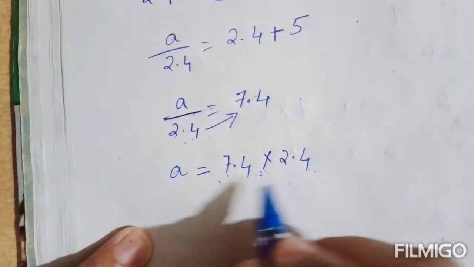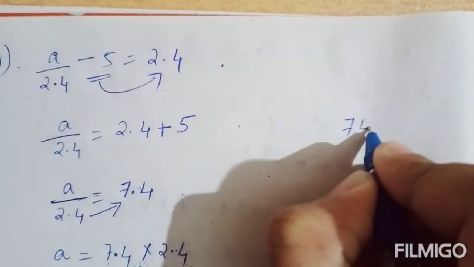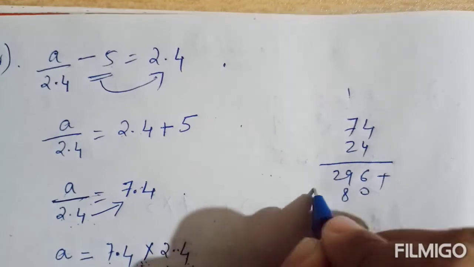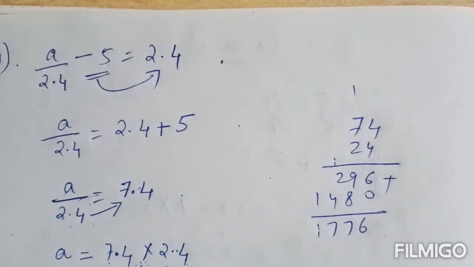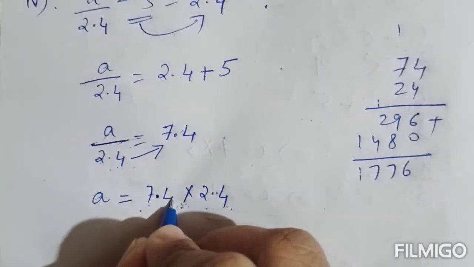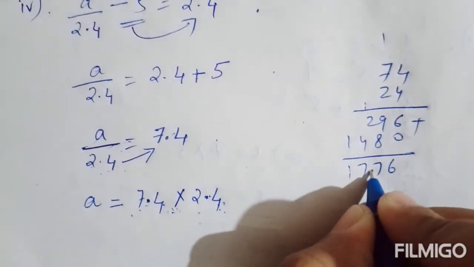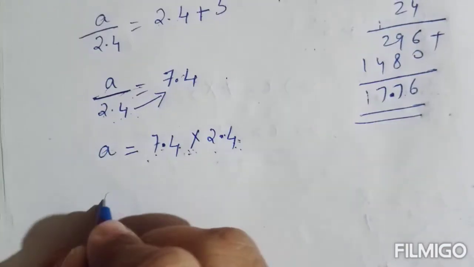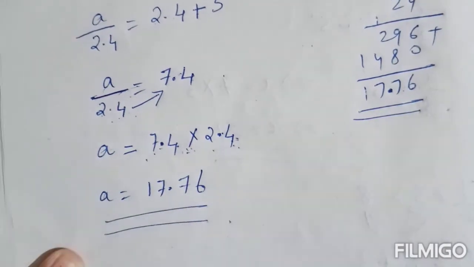Okay, now find this product 7.4 into 2.4. So first find 74 into 24. You will get 1776. Now after the decimal point, here one digit, here also one digit. So a total of 2 digits are there. So in the answer also 2 digits should be there after the decimal point. So the answer will be a equal to 17.76.